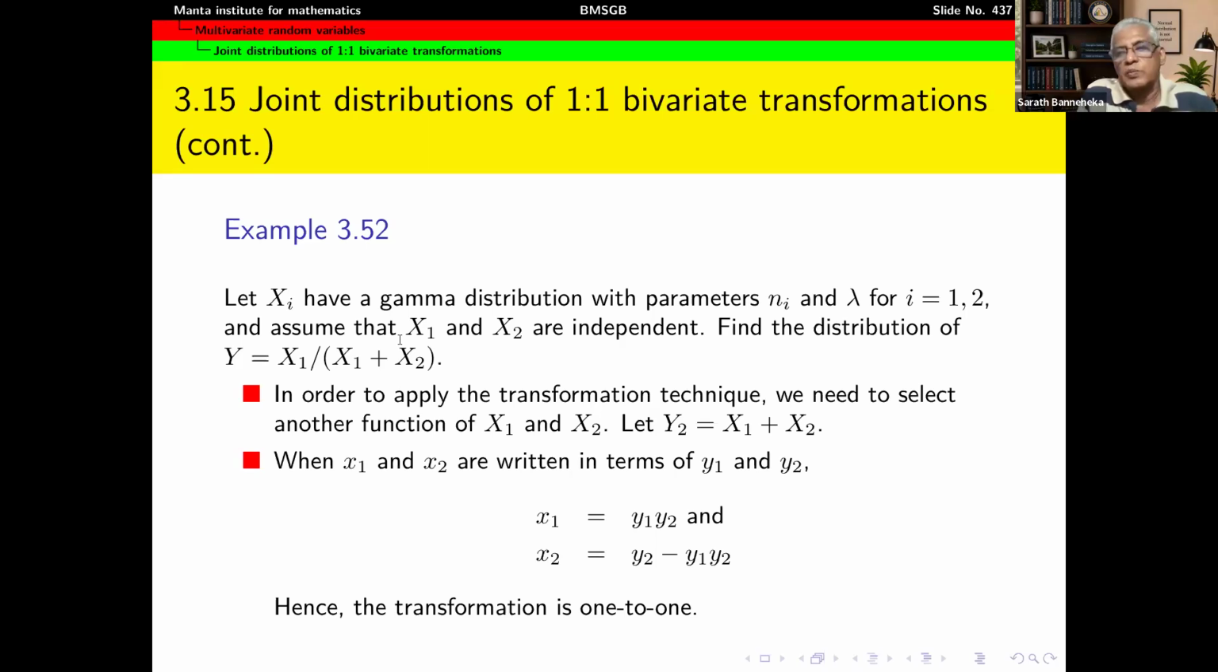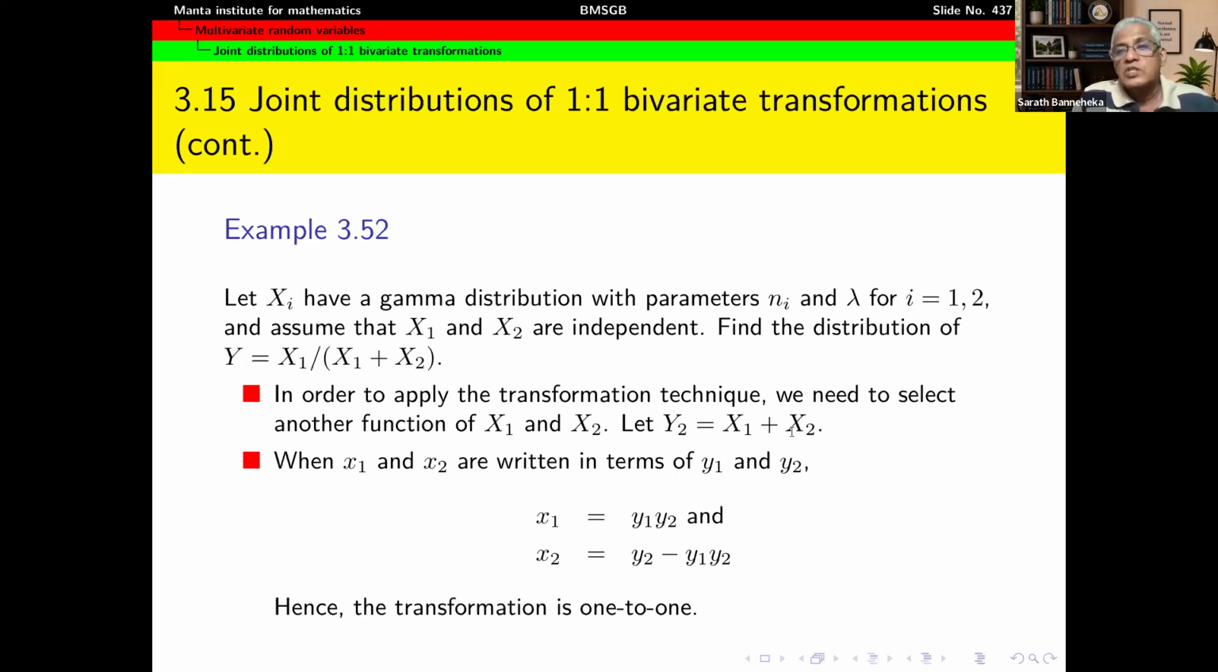So you can select a suitable function, but again, considering the convenience, I take this part, this random variable, to be the second random variable. So I call it y2, right? Therefore, I will call this y1 now, right? Y1 and y2. Here you have x1 and x2. So y2 is x1 plus x2. Then we can see that that transformation is one-to-one.